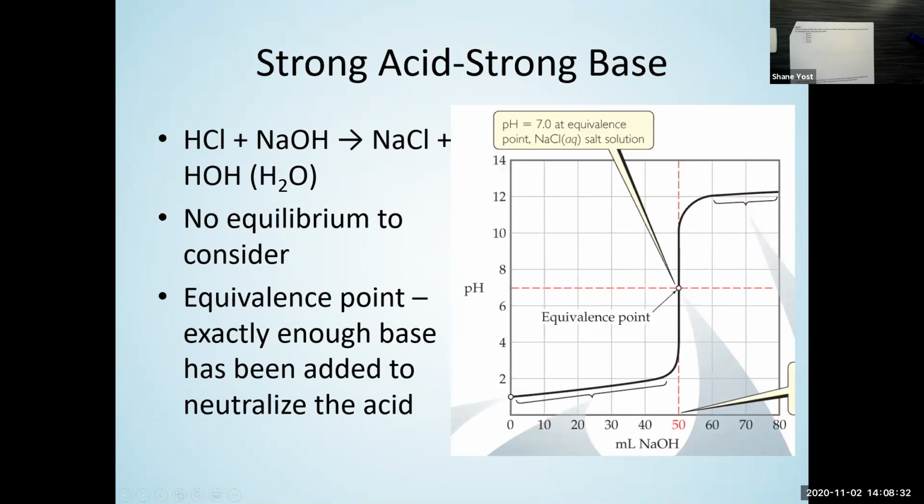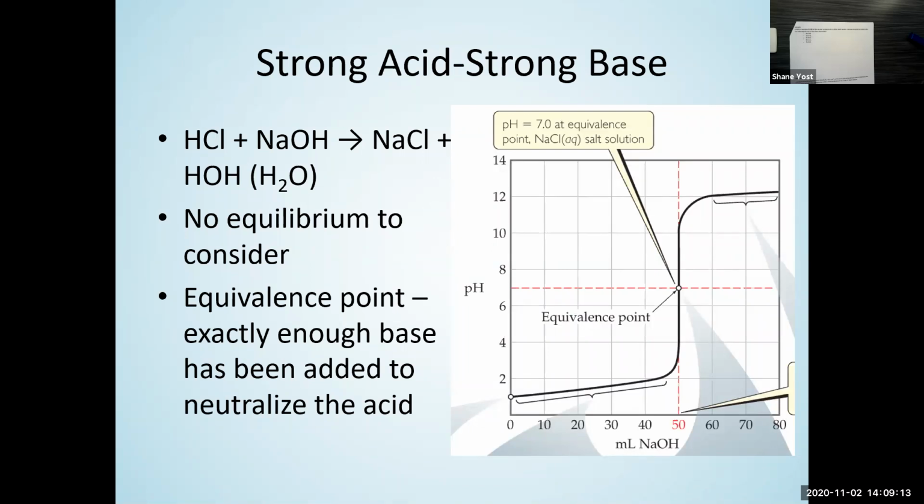At the equivalence point, I've added equal amounts of sodium hydroxide and hydrochloric acid in solution. That means all my hydrochloric acid reacts with all my sodium hydroxide to form just sodium chloride and water. And sodium chloride does not affect the pH whatsoever. So this solution becomes a neutral solution of pH 7. The equivalence point for a strong acid, strong base titration always has a pH equal to 7, and that's because the salt that you form does not affect the pH.